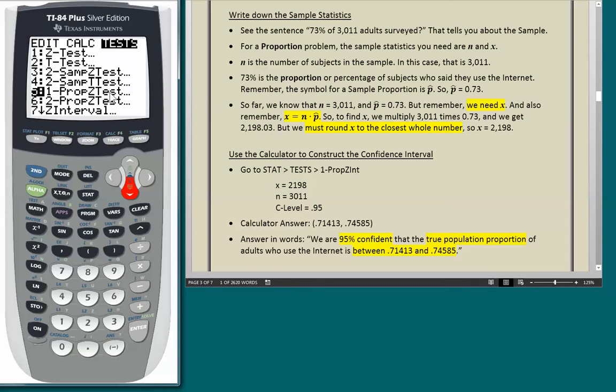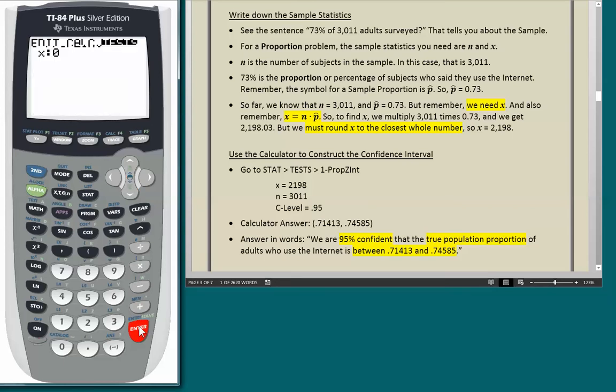You're going to be using 1 prop z test in chapter 8, but what we want now is 1 prop z int, and that is not it. So we must continue to scroll down until we find 1 prop, and there it is, 1 prop z int. So we're going to choose that. And you see, you don't have to input very much here. X, that's the x we calculated right here, is 2,198. So we're going to put that in there, 2,198. And then it wants n, that's 3,011.